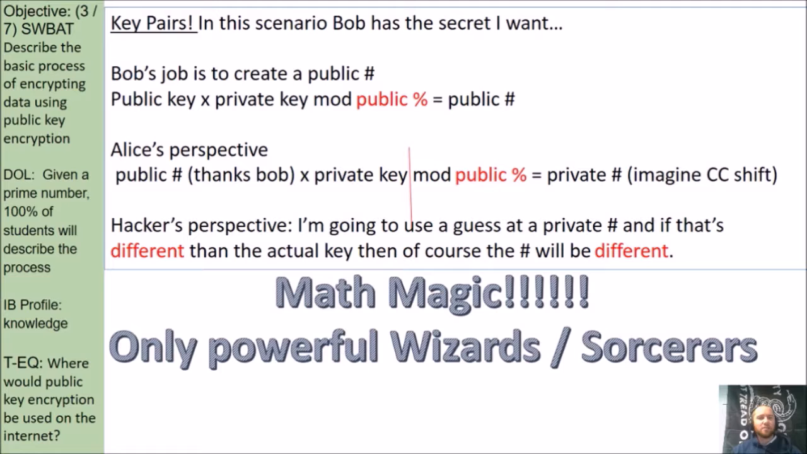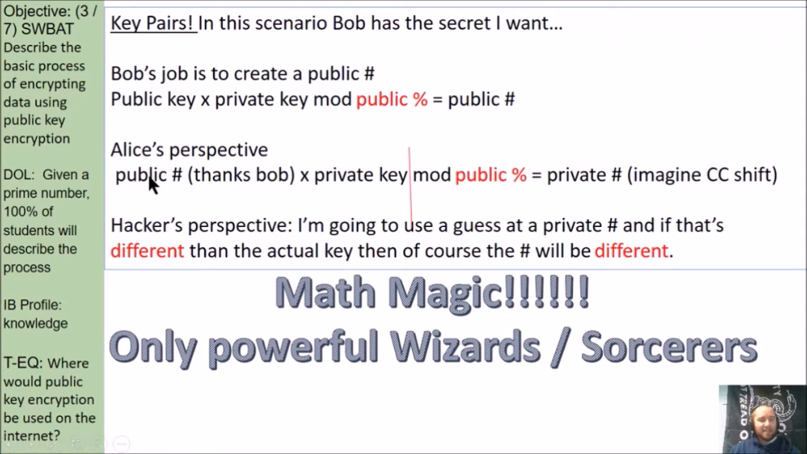You're about to see two people using something called key pairs. In this scenario, pretend a guy named Bob has a secret. So Bob's job is to create some sort of public number. He's going to do that by taking a public key, so everyone knows this number, and he's going to times it by a private key that he doesn't tell anyone about. Then he'll do modulo using a public modulo number, okay? And that will give him this public number that he can pass to Alice.